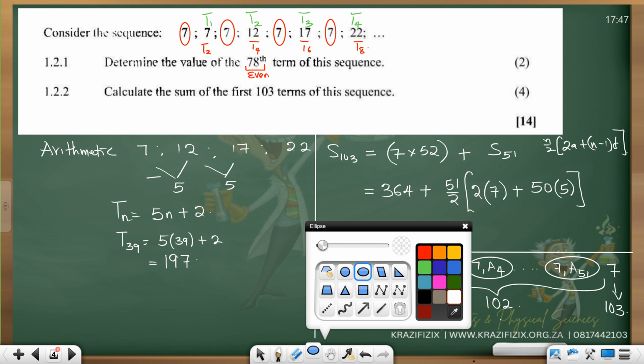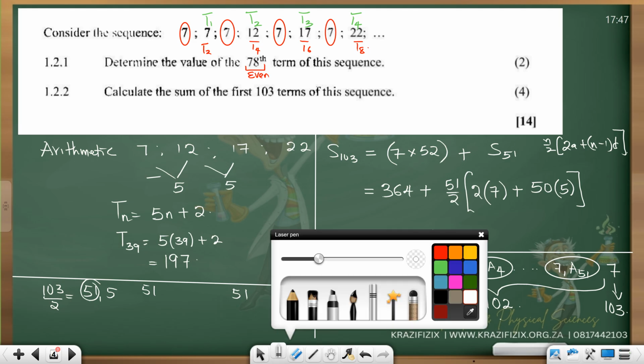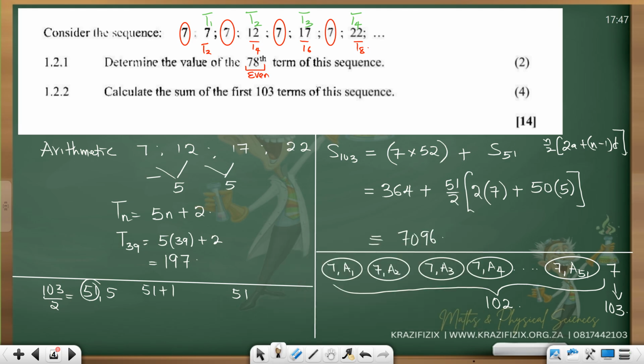So when you see such a question, you don't need to do all of this drama. You just do this. Look at what you do. You take 103, you divide it by 2, that will give you 51,5. So I need 51 here and I need 51 there. Are you okay? That's 102. Then you check which one is my first one. The first one is a 7. It means I have an extra 7, which makes it 52 sevens and 51 arithmetic. Together, I have 103 terms. Make sense? Makes sense, sir.